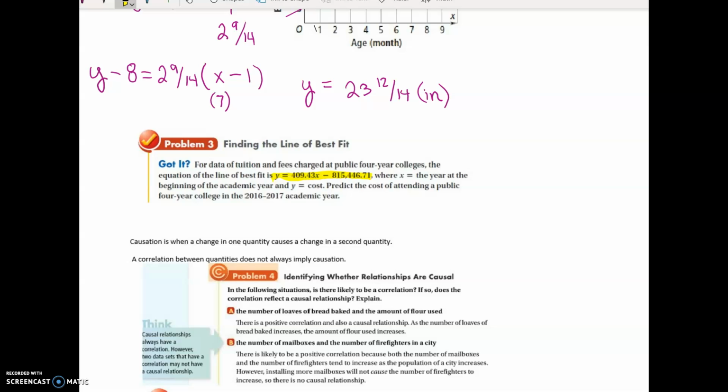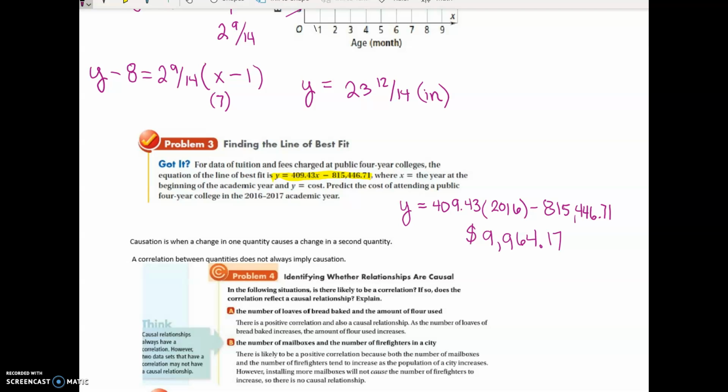So they want us to predict the cost of attending a public four-year college if it was 2016, 2017, just some kind of random year using this equation. So X represents the year at the beginning, so that means 2016. So we would plug that into the equation for X and solve that. So I'm going to go ahead and do that real quick, and then I'll be right back with the solution.